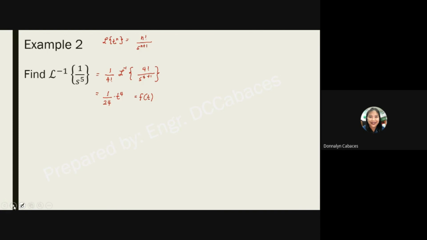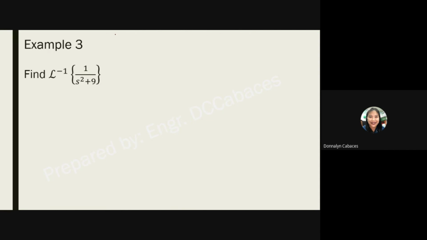Next problem. Find the inverse Laplace of 1 over s squared plus 9. So when we have s squared plus 9 in the denominator, it relates to sine and cosine. But when we have a numerical value in the numerator, then it relates to sine. Because when you have cosine, it should be s in the numerator. So it should be sine.